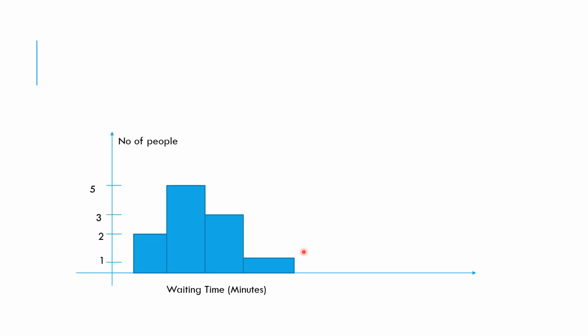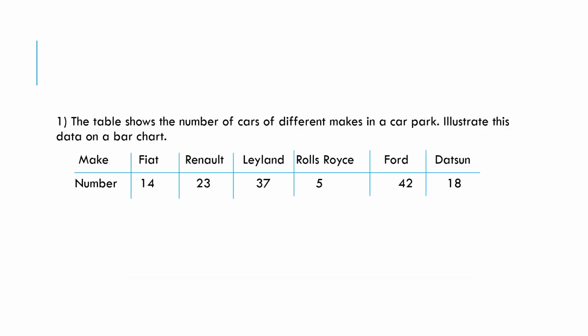Let's see our diagram. This is how we represent it on a histogram. Waiting time is on the x-axis and the number of people is on the y-axis, and these are different rectangles. The height of the rectangles represents the frequency, the number of people who actually waited for a certain number of minutes.